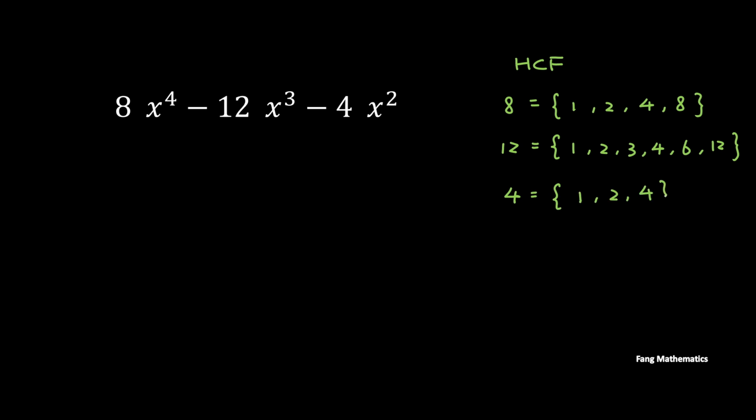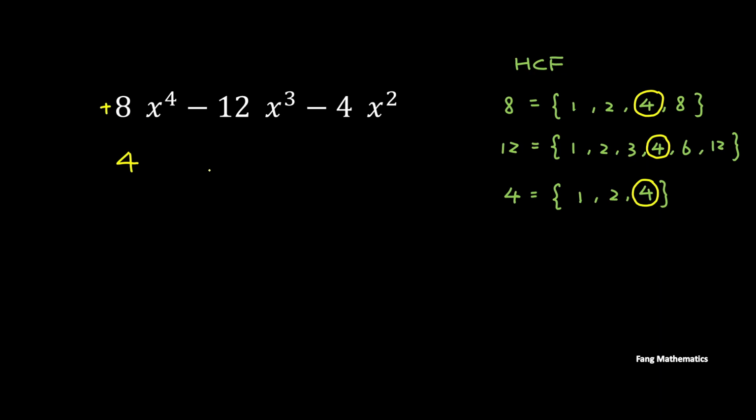We are to choose the highest common factor. If you observe, 2 is common in all, so as 4. So 4 is the highest common factor of the three numbers. So we factorize 4 out. We are not necessarily to factor out a minus 1 because the first term is a positive sign.